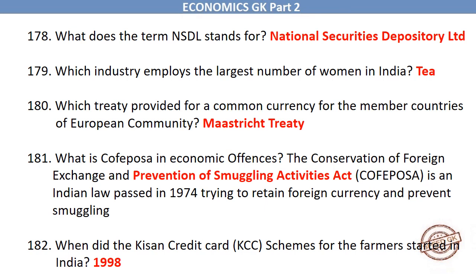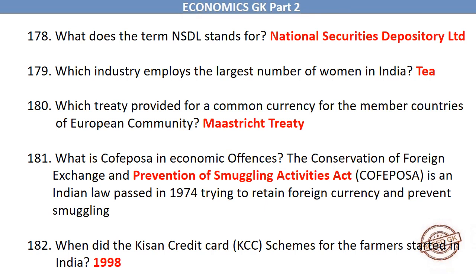National Securities Depository Limited. Which industry employs the largest number of women in India? Tea. Which treaty provided for a common currency for the member countries of European Community? Maastricht Treaty. What is COFEPOSA in economic offences? The Conservation of Foreign Exchange and Prevention of Smuggling Activities Act, COFEPOSA, is an Indian law passed in 1974 trying to retain foreign currency and prevent smuggling.